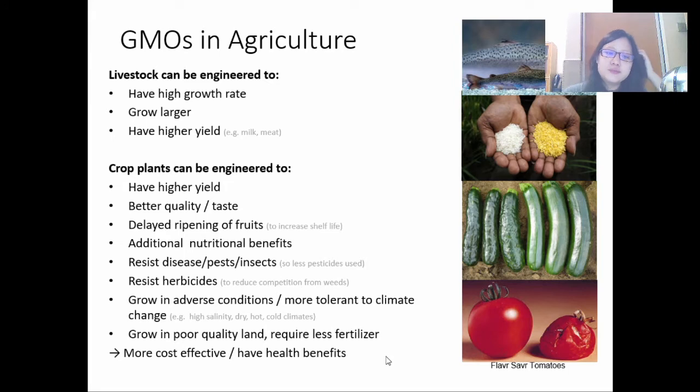Yep. So, in general, this helps plants and livestock, right? Farming and whatnot becomes more cost effective, has more health benefits, and in general also has less effect on the food chain and pollinators. And of course, if it has higher yield, higher growth rate, and grows larger, you have more money to earn as a farmer. Ding. So yeah, there are a lot of benefits to GMOs in agriculture.